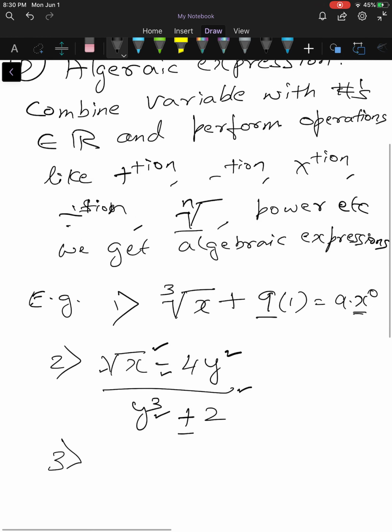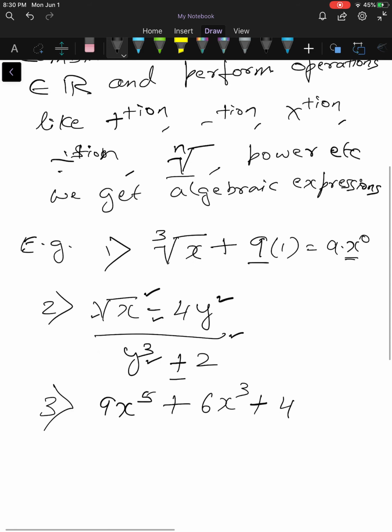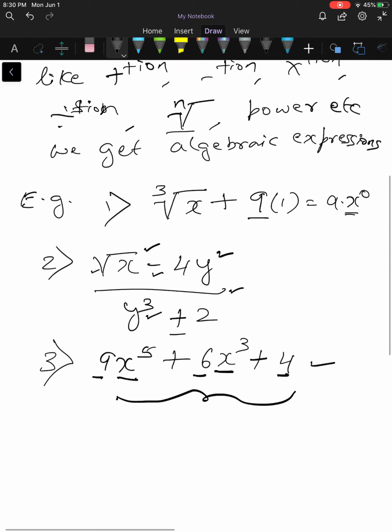Third, this is a very simple one. I need this for explaining types. 9x to the power of 5, 6x cubed plus 4. This is also a polynomial. This is a simple one where we have combined x to the power of 5 with 9, x cubed with 6, 4 with x to the power of 0, and we have added them.